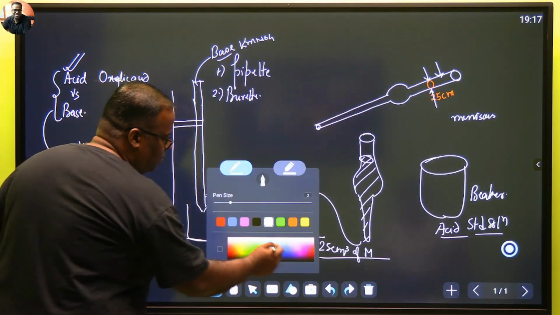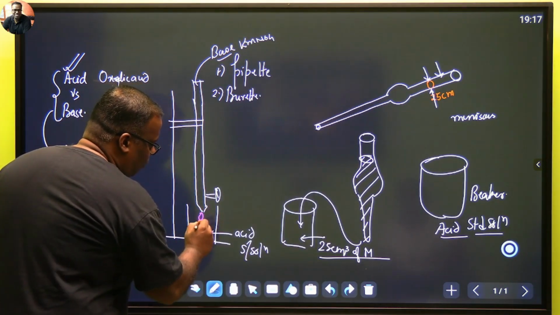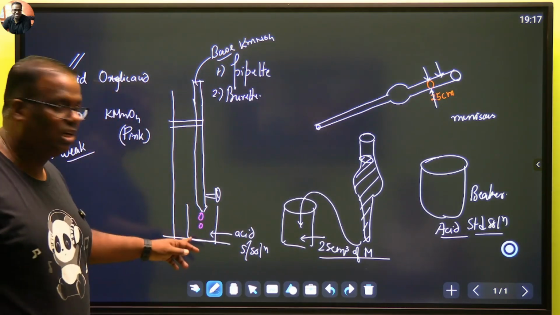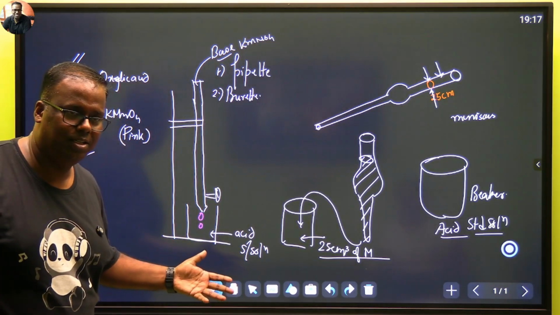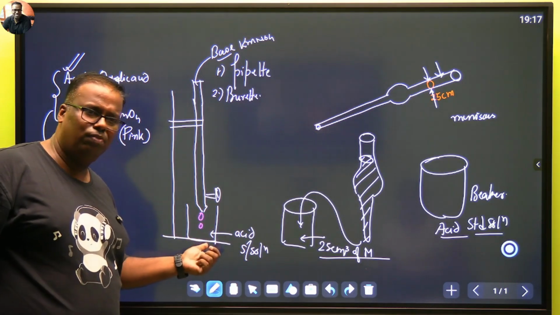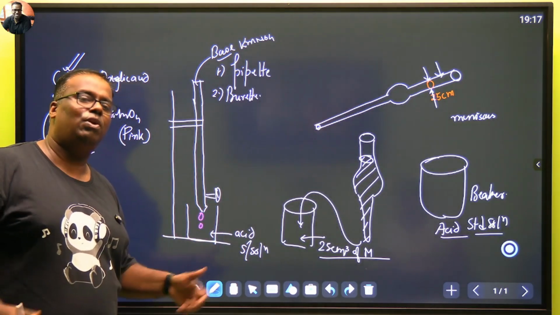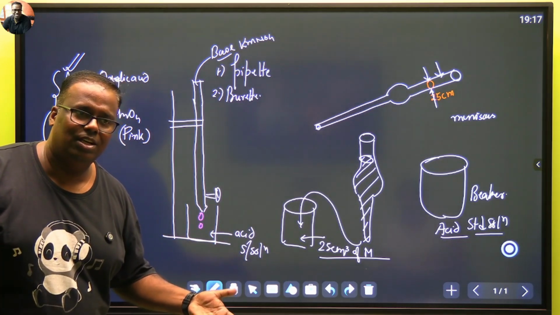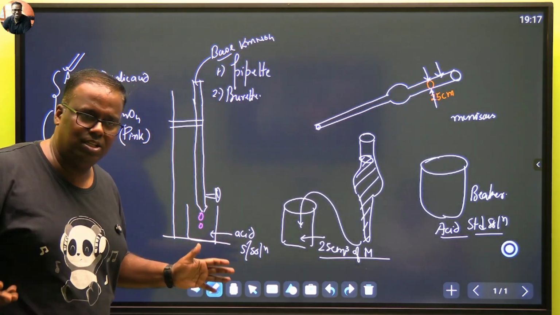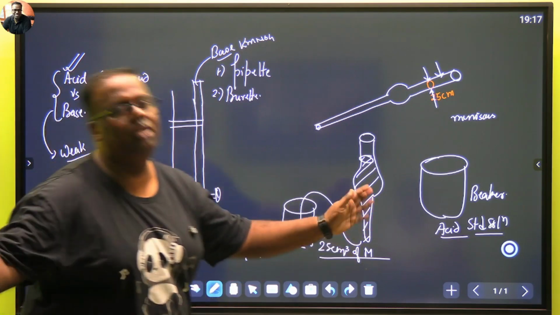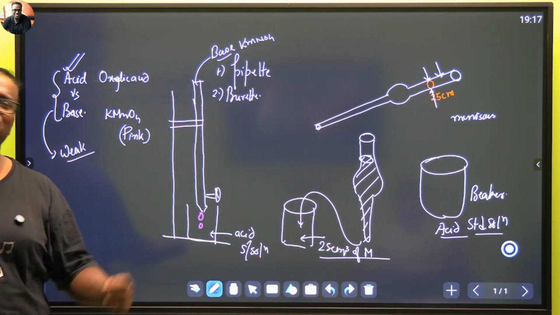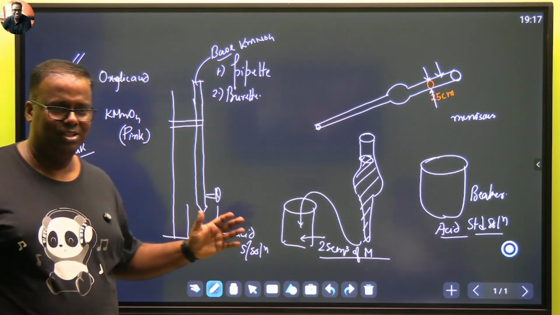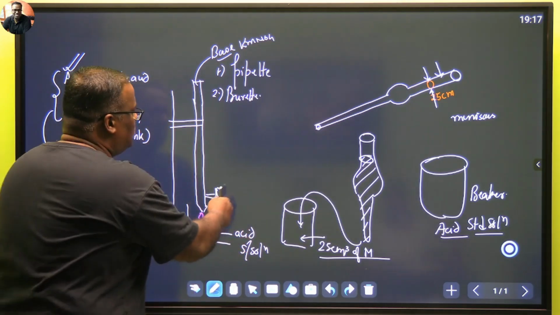What will fall from here, dear? Pink drops will fall. What is the color of the acid? Colorless. One drop of pink falls, and it is falling into an acid. Which is stronger in the beaker? The acid is stronger. So the pink will immediately disappear. It's a beautiful experiment. The pink will disappear. Then you keep opening a little bit more. No need to keep looking.